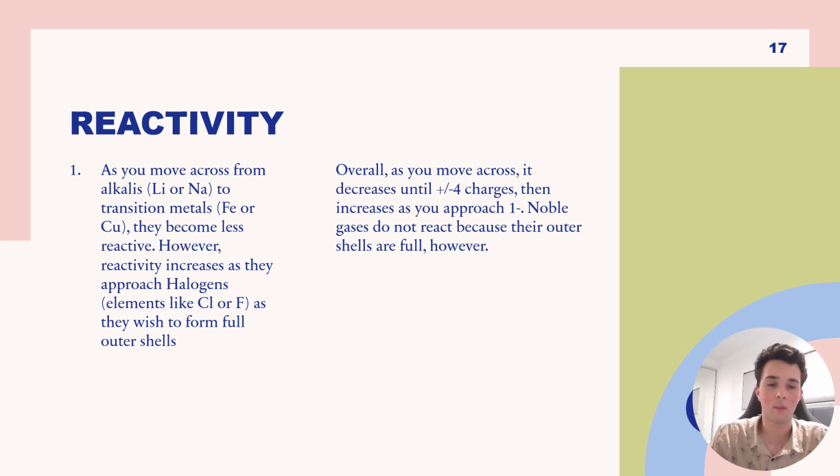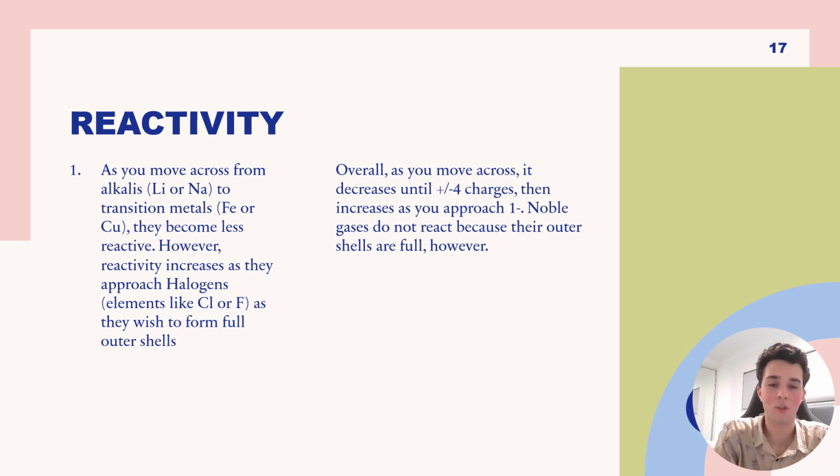So as you move from alkalis to those transition metals, they become less reactive. They're not going to bond nearly as much as they would if they were alkali metals. However, the reactivity does begin to increase as that comes to an end and they come past the metalloids, especially as they approach chlorine and fluorine, where they have 7 valence electrons and they need just 1 more. So they are very reactive to get that last valence electron to make a full shell.